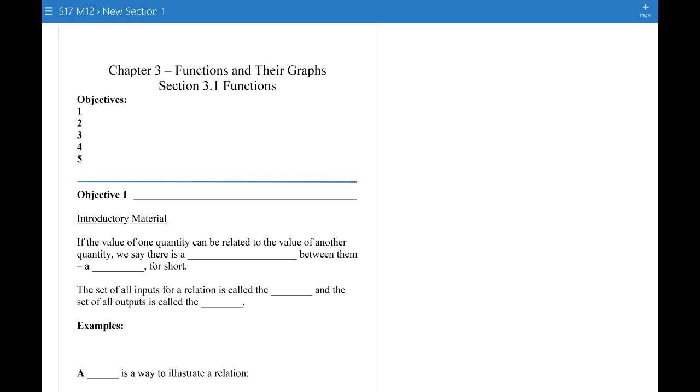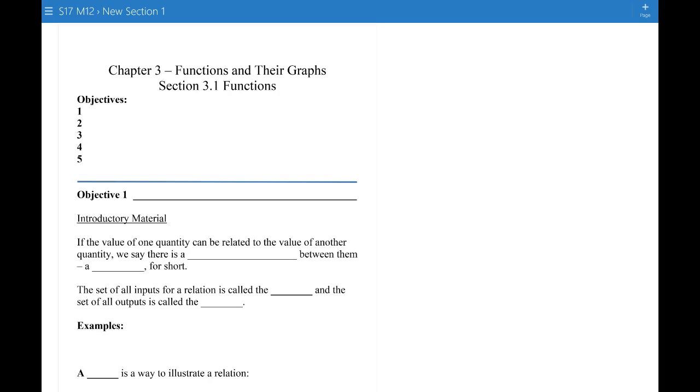So you can use FN as the abbreviation for function. That'll save you a lot of writing here. So the first objective, we're going to determine whether a relation is a function. If the value of one quantity can be related to the value of another quantity, we say there is a relationship between them, or a relation for short.